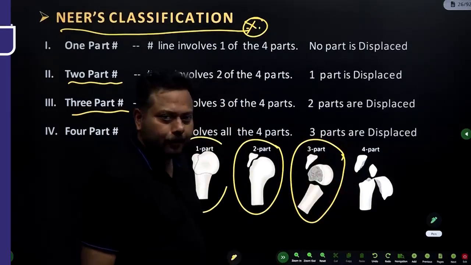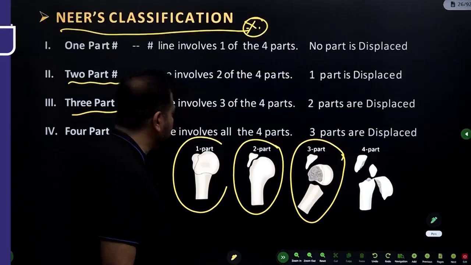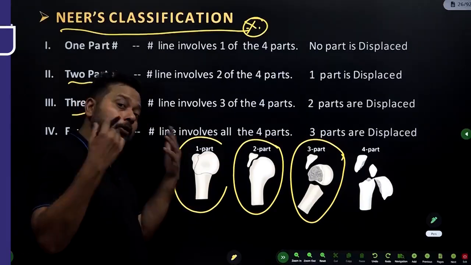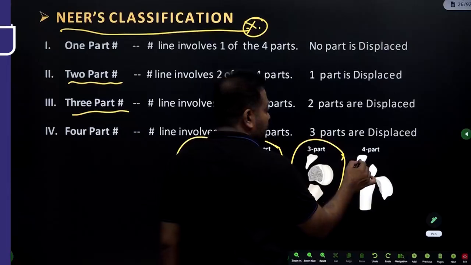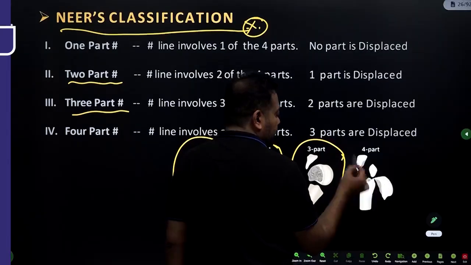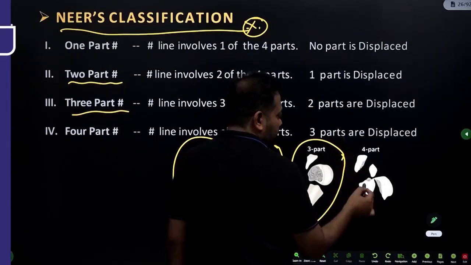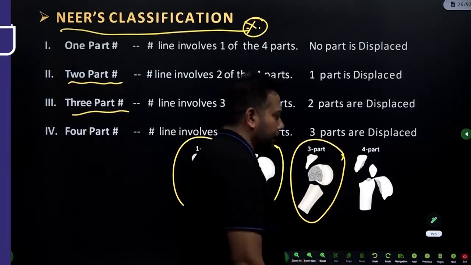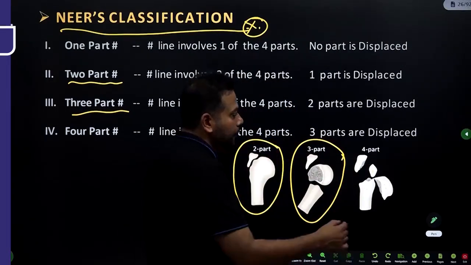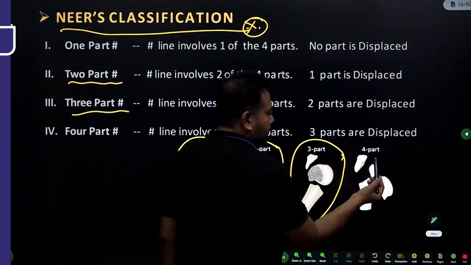What do you mean by Neer's 4 part? The fracture line involves all the 4 parts and 3 parts are displaced. See, the fracture line is involving 1 part, 2 part, 3 part, and this is the 4 part: greater tuberosity, lesser tuberosity, head and shaft. The fracture line involves 4 parts, and 3 parts are displaced, 1, 2, 3, totally displaced.